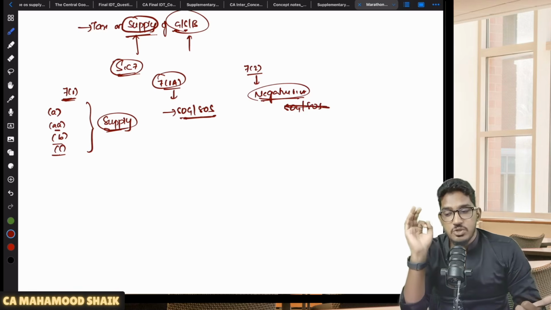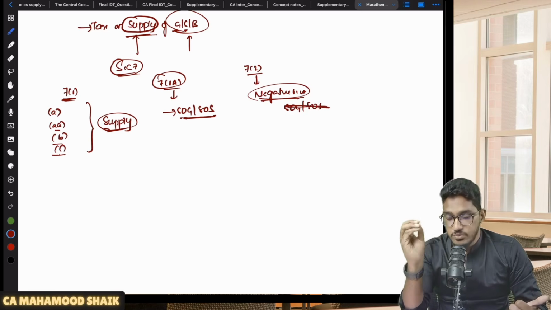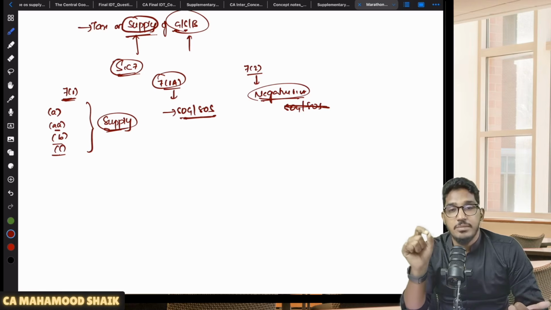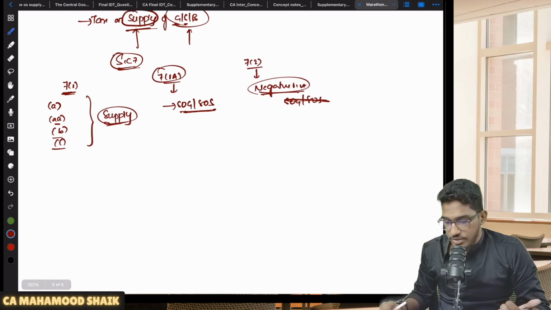Which means government wants to keep some activities outside of the GST purview. So they have identified a few activities and told us that these activities will not be treated as either supply of goods or supply of services. We don't want GST on it. That is what is mentioned under 7 subsection 2.